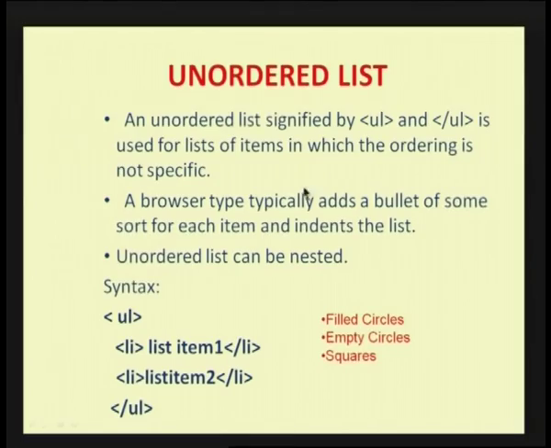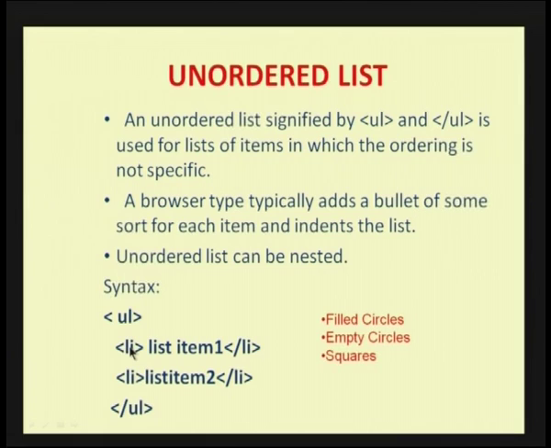Next list is the unordered list. Here the numbering is not given, we can just list the items. The important thing is we can list the items using bullets. That is, we have three types of bullets: filled circles, empty circles and squares. And the syntax is the same as the ordered list, with UL as the root tag. And we can list the items within the UL tag with LI.